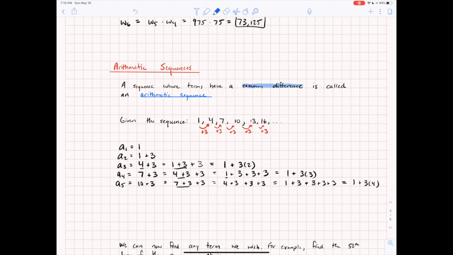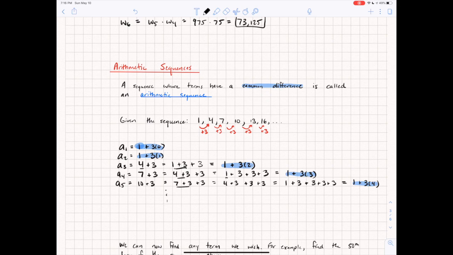So notice how in every expression, this is essentially 1 plus 3 times 0. I haven't added anything yet. And the next one, for the second term, I'm adding 3 once. The third term, I'm adding 3 twice. The fourth term, 3 times. The fifth term, 4 times.